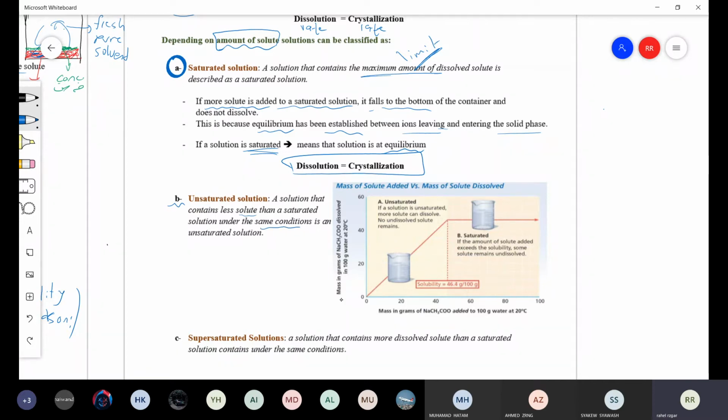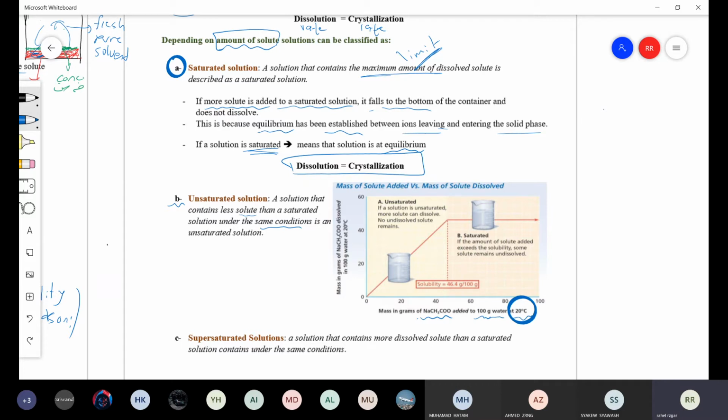What does it mean, same conditions? For example, the same temperature, the same amount of solvent. If you put less than that, it is called unsaturated. Look at this figure. In the figure, this is the solubility of NaCH3CO2, sodium acetate. The amount of solvent is constant, which is 100 grams of water. And at which temperature? 20 Celsius.